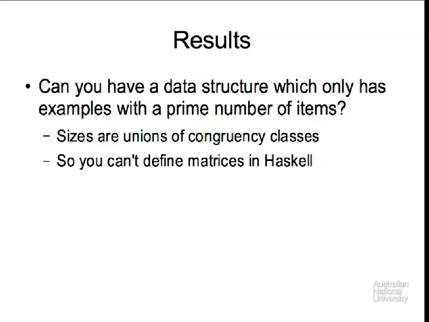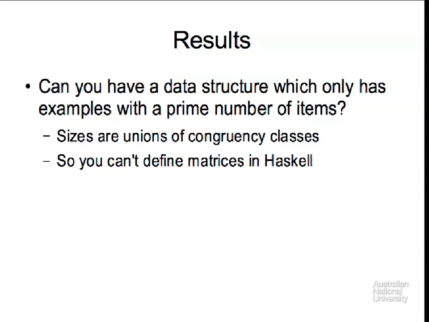Anyway, so some results from this. Imagine that I wanted to have a data structure which only has examples with a prime number of items. So, if it's that data structure of ints, I can't have 1, 2, 3, 4, because that's not prime. And the answer is basically I can prove some things about context-free grammars that say that the only restrictions on sizes I can have in my data structures are unions of congruency classes.